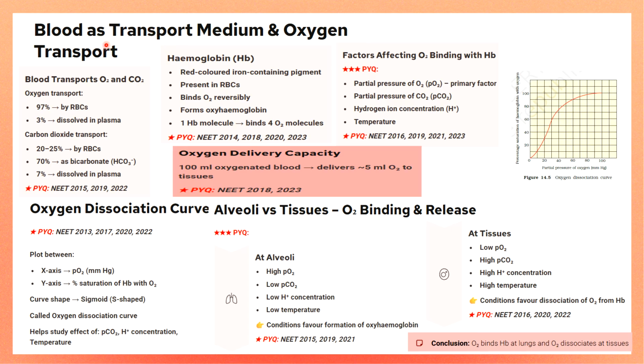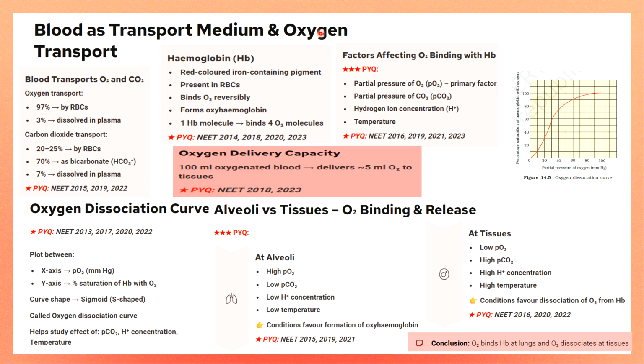Let us now discuss how blood can act as a transport medium for carrying gases, both oxygen and carbon dioxide. If we talk about oxygen, 97% of it is transported by RBC and 3% is dissolved in the plasma. It's a physical process. For carbon dioxide, 20 to 25% is transported by RBC, 70% is transported as bicarbonate ions, and 7% is physically dissolved in plasma. Why is 7% more? We already know carbon dioxide has more solubility in blood, 20 to 25 times more than that of oxygen.